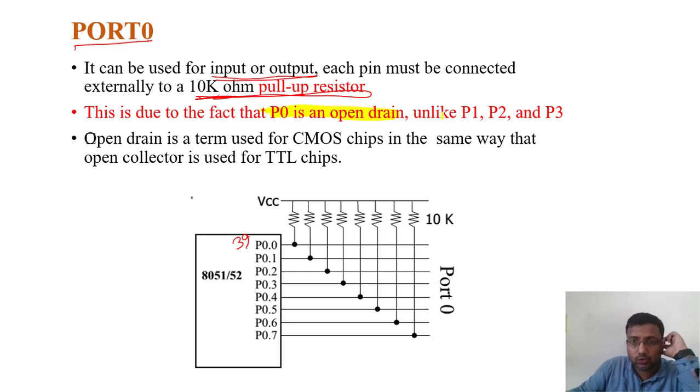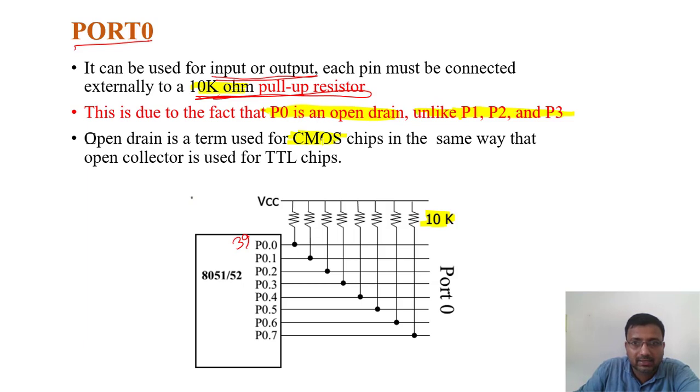Unlike port 1, port 2 and port 3, an external pull-up is not required for them. Only for port 0 is this external pull-up resistor required, and its value is 10k ohm. You can use 4.7k, or you can use 10k. Both are fine.